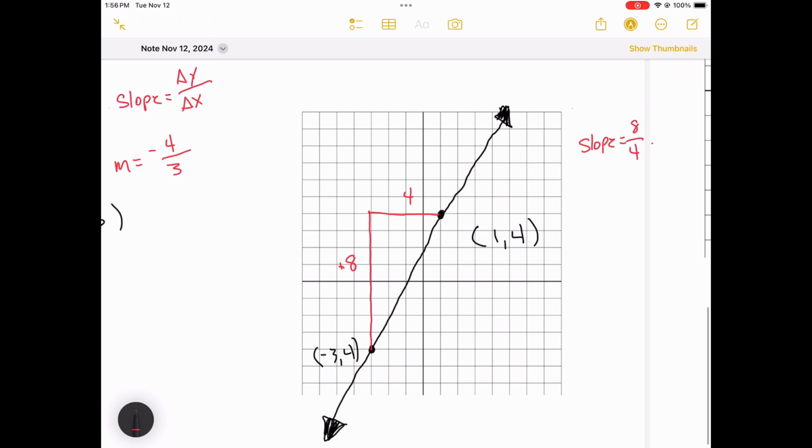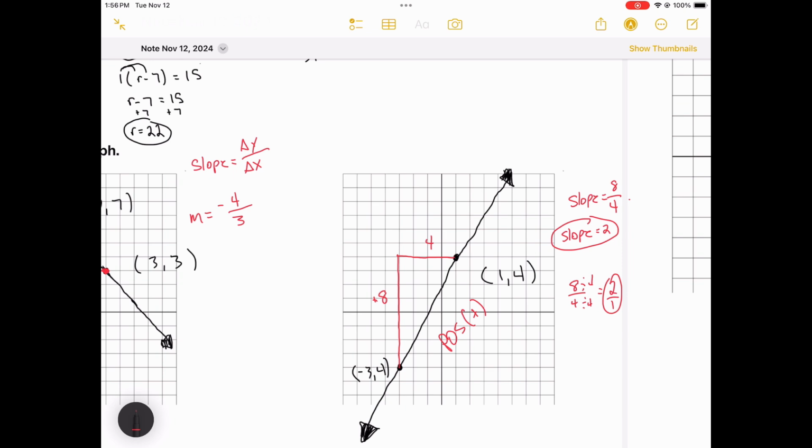which you do have to reduce. So in this assignment, make sure you are reducing, okay? So here the slope is 2 because 8 divided by 4 is 2. And if I didn't know that, I would divide both top and bottom by 4, and I would just get 2 over 1, okay? So that is a positive slope because from left to right, it is going up the hill, okay?